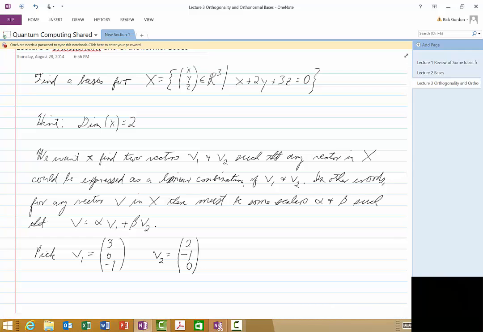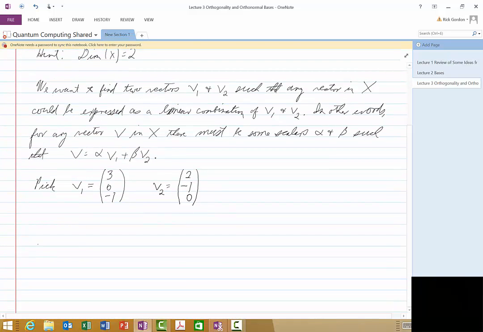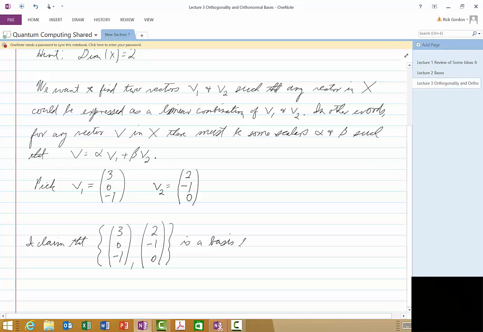And let me make sure you understand exactly what I'm saying. How do I know that V1 and V2 are vectors in X? Well, because they satisfy the condition for X, which is that x plus 2y plus 3z is equal to 0. Notice that both of those vectors, V1 and V2, satisfy that condition. And furthermore, it's very clear that V1 is not a multiple of V2, and V2 is not a multiple of V1. So I claim that the set consisting of those two vectors is a basis for X.